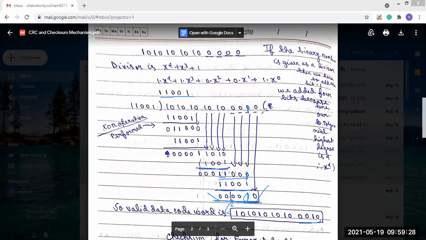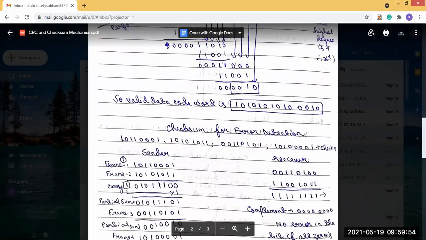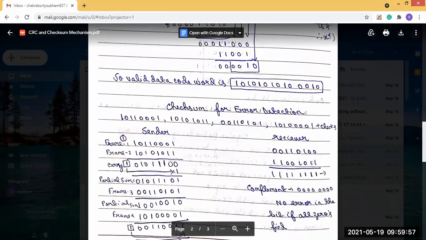But if it is given in the binary form, then to get the redundant bits, you have to convert it to the polynomial form, check the highest degree of the polynomial form, and then add that number of redundant bits to the message. So this is the method of cyclic redundancy check. And another error detection method is the checksum method.